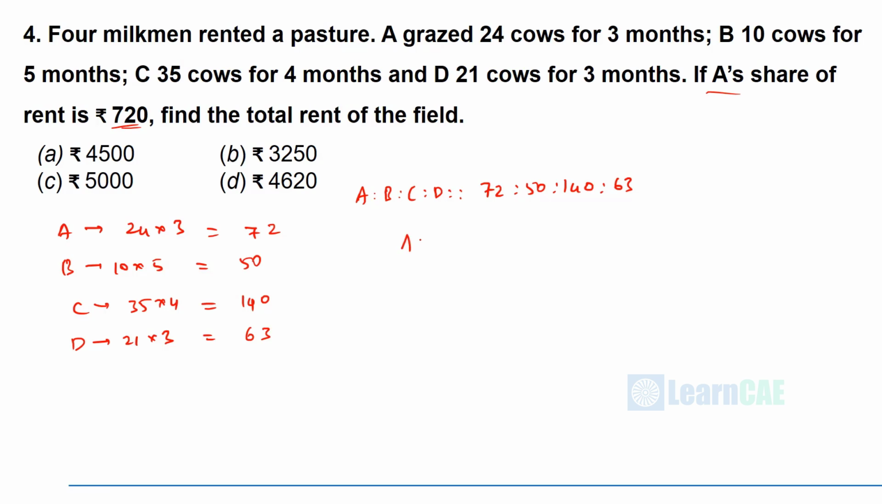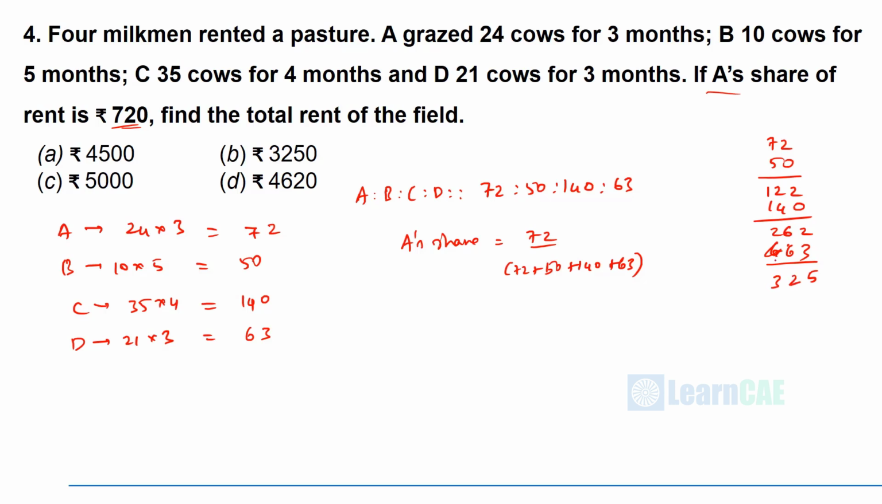So A's share is equal to 72 by the sum of these 4 values, 72 plus 50 plus 140 plus 63. So it will be 72 plus 50, this is 122, again 140, this is 262, again 63. This will be 5 2 1 325. So this is equal to 72 by 325.